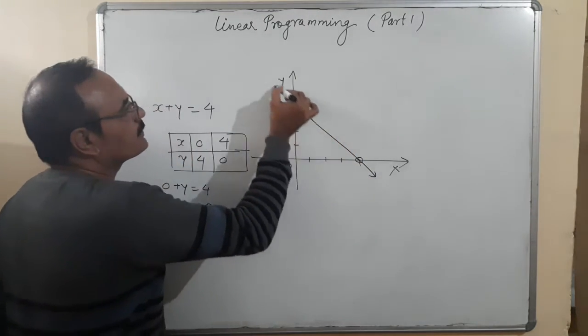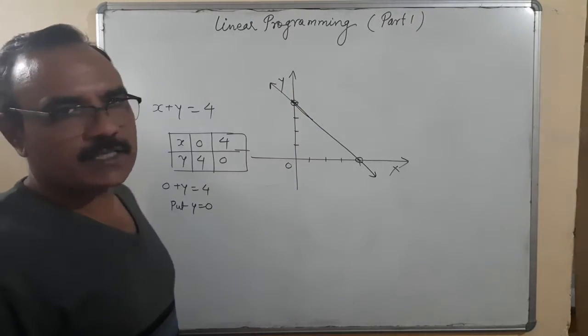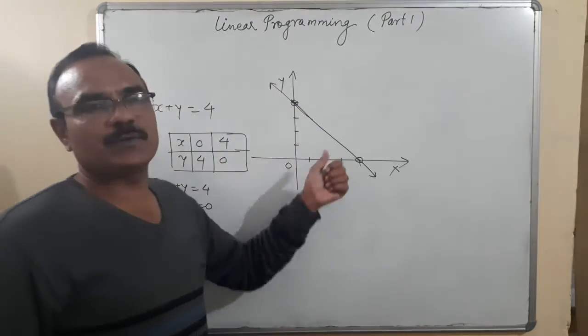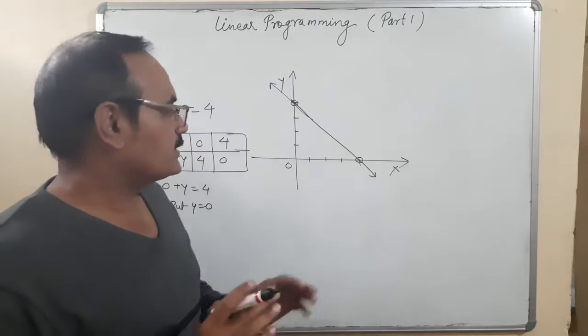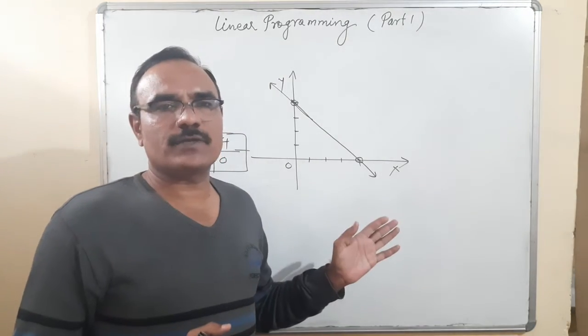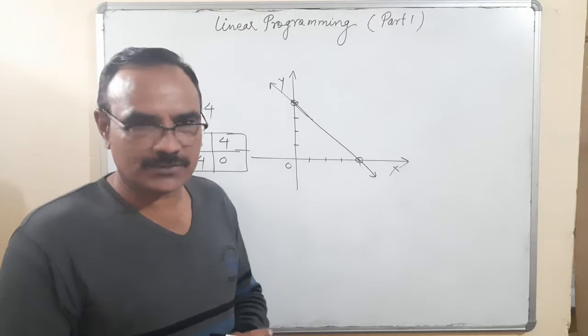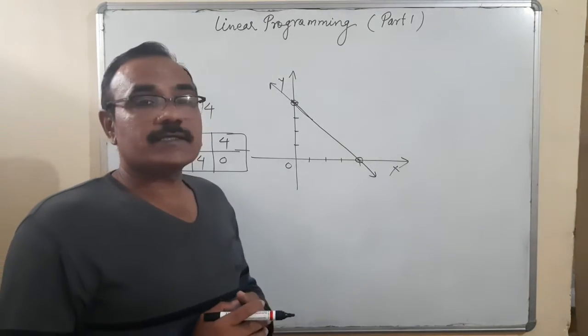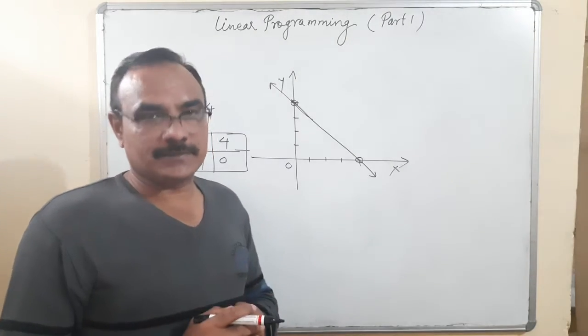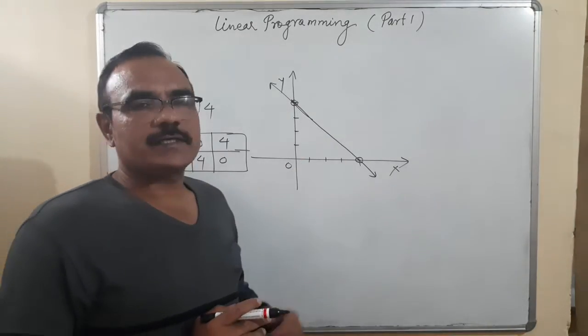what is it? This is the representation of the line x plus y is equal to 4. Is it okay? This is a simple equation of the line, how to represent it on the graph paper, which we have understood in class 9th and 10th. Here we are discussing constraints. Constraint, what does it mean?